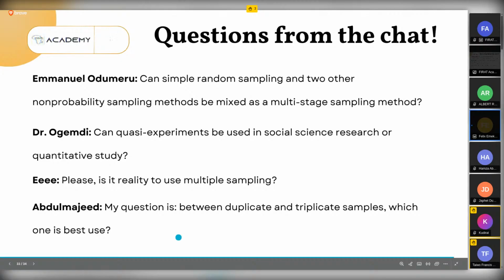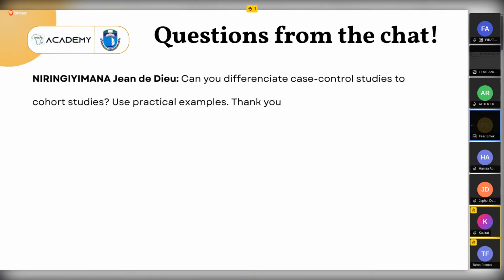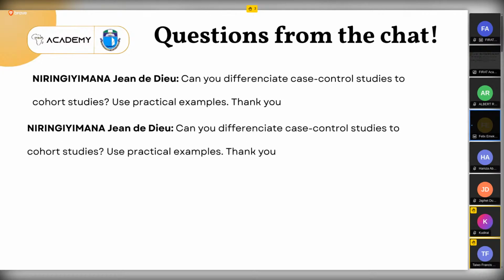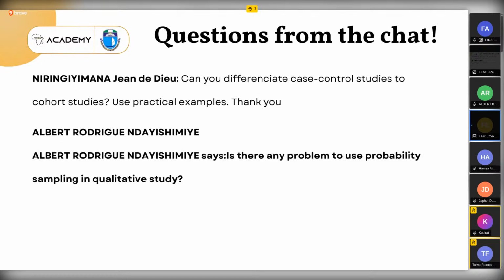And I am assuming that this duplicate and triplicate you are talking about is the sample, not the sample size. I hope you're talking about the sampling method, meaning 1 stage, 2 stage, 3 stage, not sample size. All right. So anyway, it depends on your research, really. Yeah. So any of them is okay based on your research.